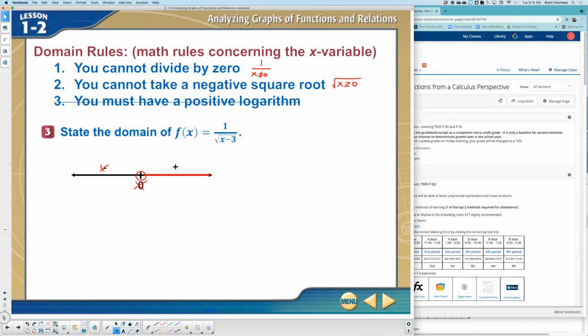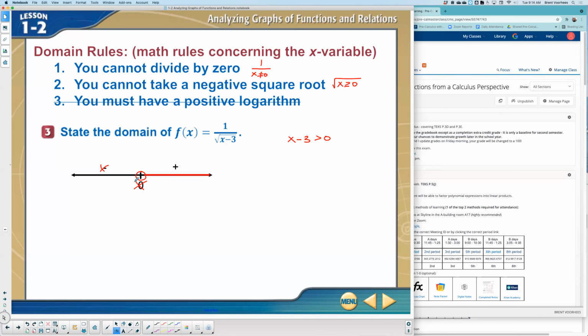I take the inside portion, x minus 3, and I say that it's got to be greater than zero. It cannot be equal to zero because I would be dividing by zero. And it cannot be negative because you cannot take the square root of a negative. Does that make sense how I've gotten that symbol from these two rules? The cannot equal eliminated the zero.